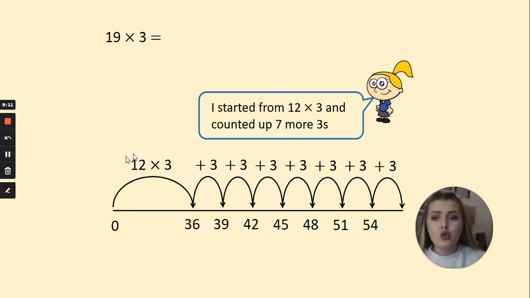So that means I've done 12 times 3, 13 times 3, 14 times 3, 15 times 3, 16 times 3, 17 times 3, 18 times 3, and that final jump, which is 19 times 3, which gives us the total 57. See how that technique saves us a lot of time. It's really efficient because instead of doing 19 little jumps, we've only had to do 8.